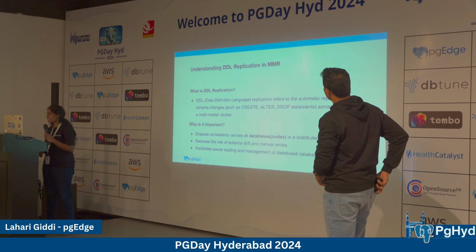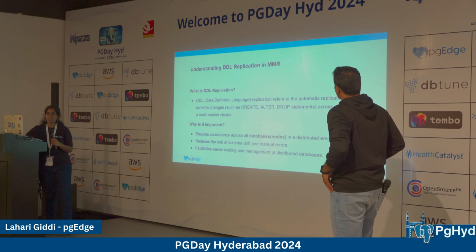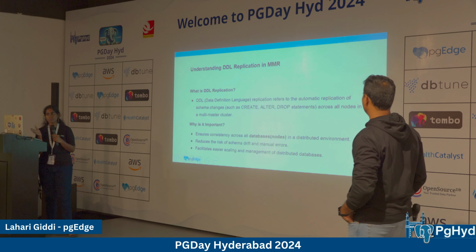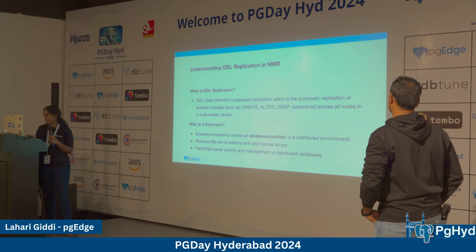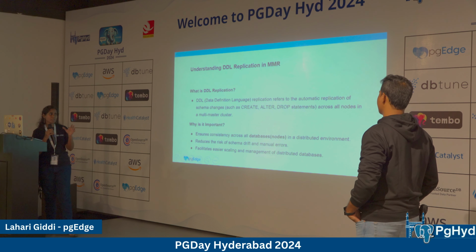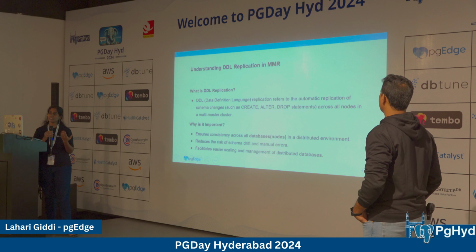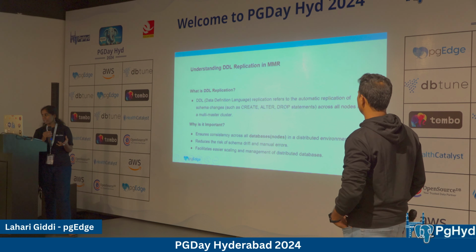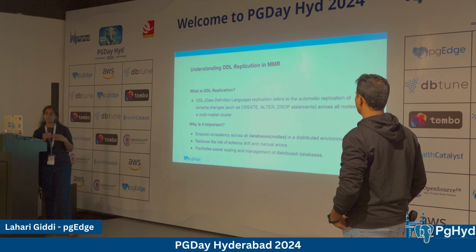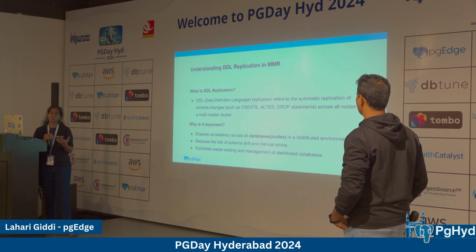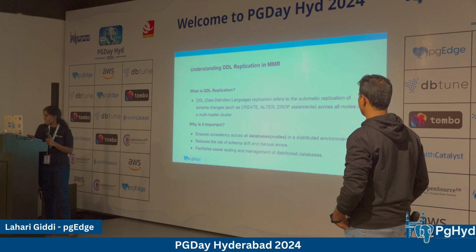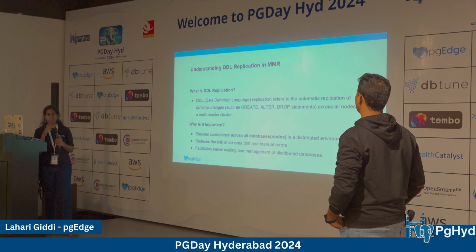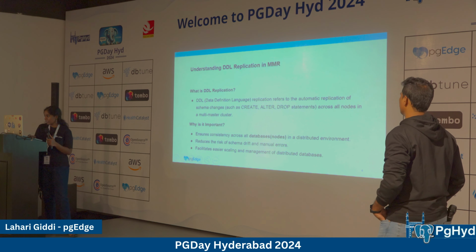Number one is a unified schema. Regardless of where a schema change is made, it is necessary to propagate these changes across all the nodes. Then we have automatic synchronization. If the system has automatic synchronization, the database administrator need not manually intervene and do operations. Then we have scalability. As the system grows and we add more nodes, DDL replication ensures that the new nodes also receive the new schema changes.